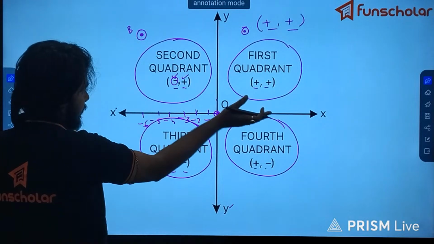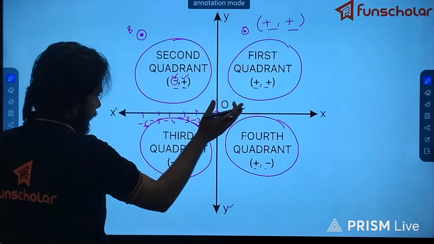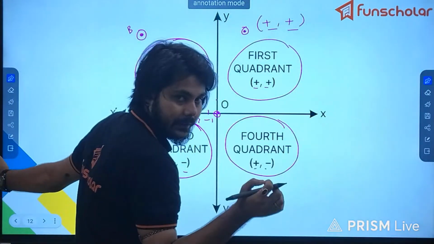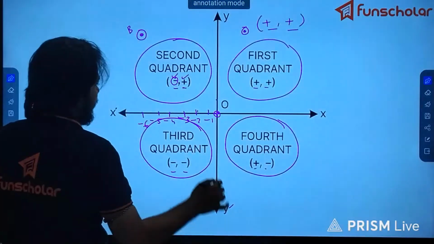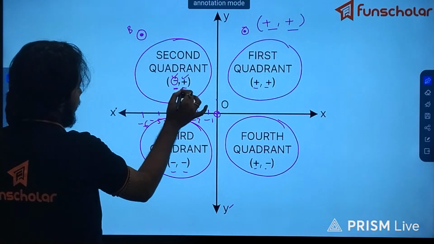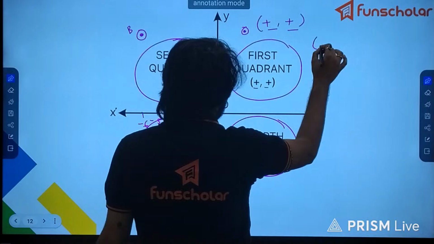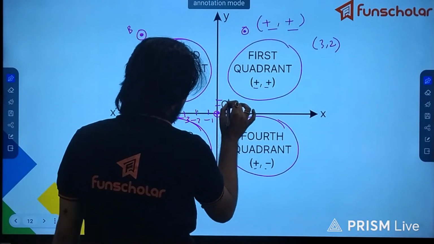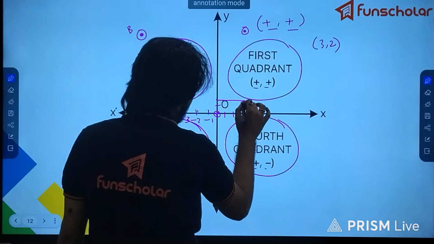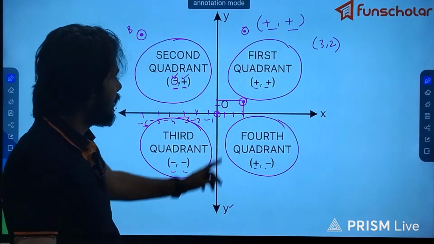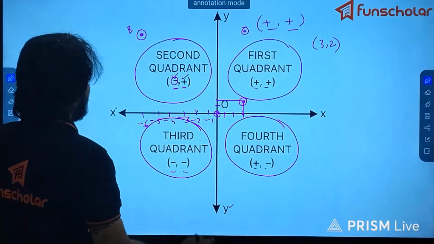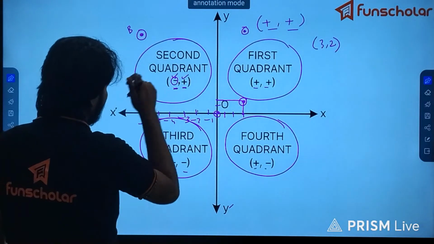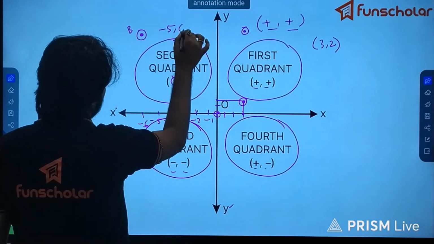Anything on the upper side of the x-axis will be considered plus. Anything that lies below the x-axis will be considered minus or negative. That's why this is minus and plus. Suppose 3 comma 2: 1, 2, 3, and 1, 2. The point 3 comma 2 lies here. Suppose we take an example of a point that lies in the second quadrant, -5 comma 6.